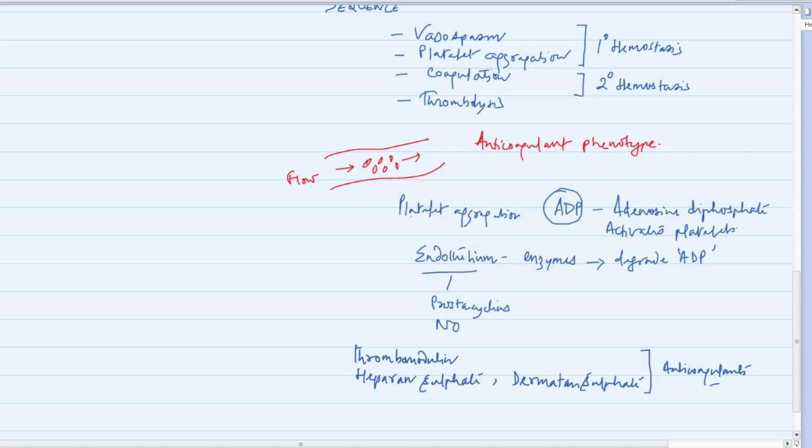So from both of these we understand that the endothelium in the normal case produces components that prevent platelet aggregation and components that act as anticoagulants, and because of producing these two in the normal course of events, the endothelium has got an anticoagulant phenotype.